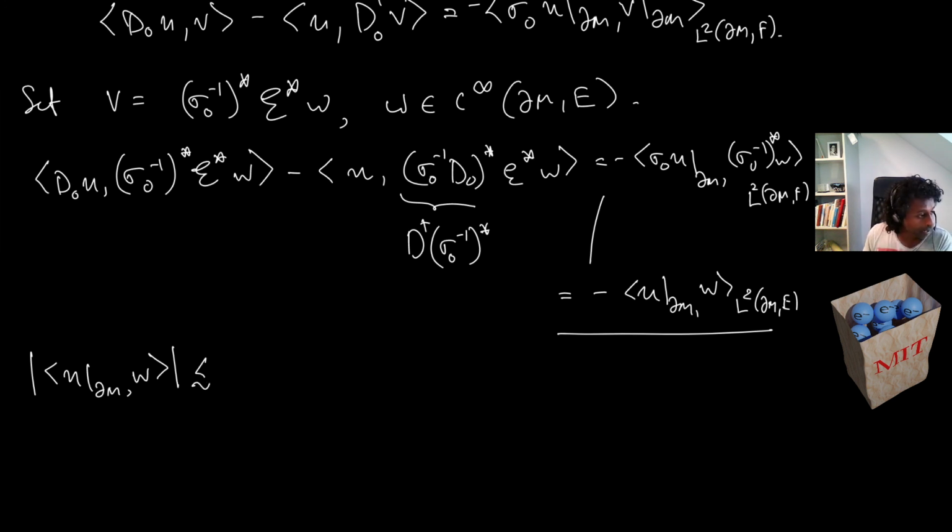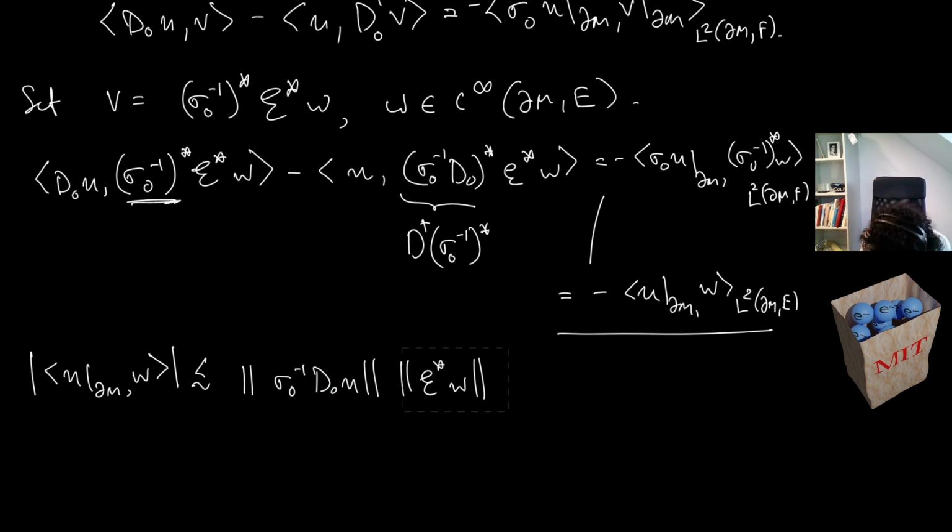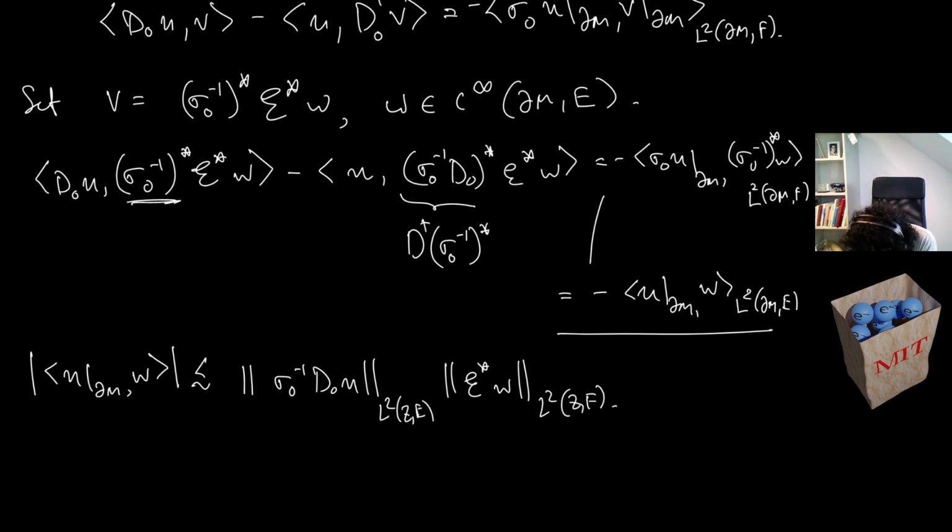is bounded by, okay, so we're just going to bound this by each of these terms. So we get sigma naught inverse d naught of u, right? Here I've pulled this sigma naught star across to the other side. E star of w, right? So this is an L2 integral on the interior, so maybe I should write that. This is L2 ZE, and of course this is L2 ZF. Is it F? No, it's E.